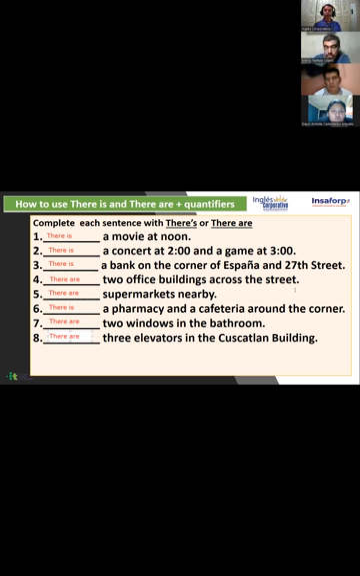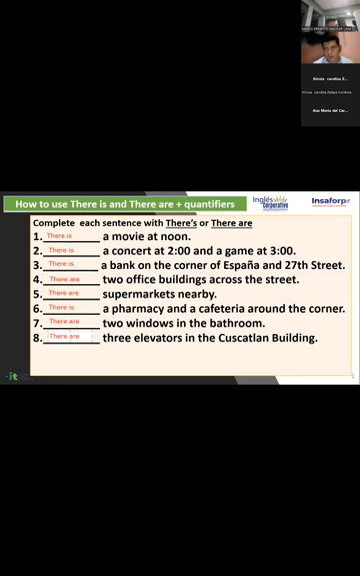Okay, good. Jorge, can you read 1 to 4, please? There is a movie at noon. There is a concert at 2 and a game at 3. There is a bank on the corner of España and 27th Street. There are 2 office buildings across the street.